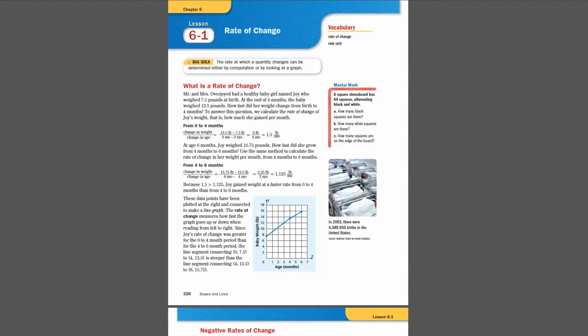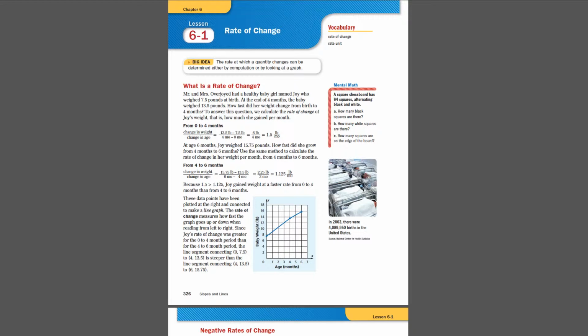Chapter 6 is awesome. We're going to learn a lot of real fundamental knowledge about algebra. I hope you enjoy it. I think it's got some fun aspects to it. So 6-1 is about rate of change. There's a really nice discussion in the text. You should read it. The big idea is right there.